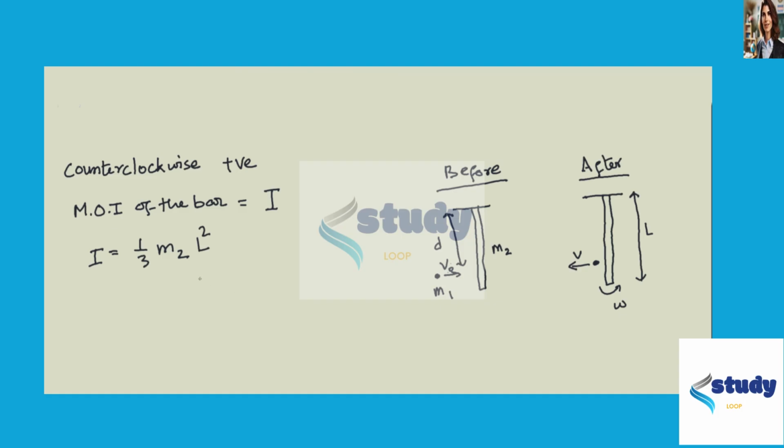Now, we'll be applying conservation of angular momentum here. If we do so, we see that before collision, the only angular momentum was due to this black ball, this black dot or the metal ball that's hitting the bar. So for that, before collision, the total angular momentum will be m1 times v naught times d, where d is the distance from the pivot point to the point where the ball hits the bar.